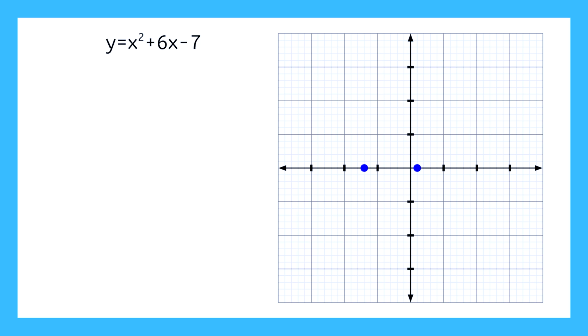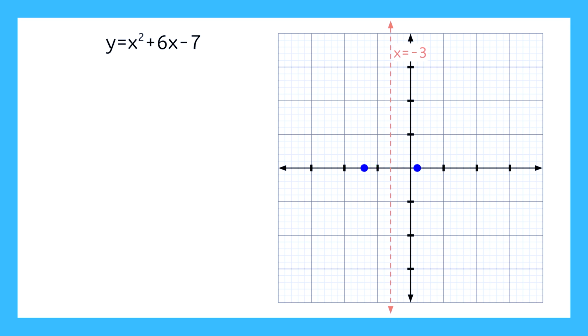My vertex and the axis of symmetry have to be in the center of these 2 points. What's directly in the middle of 1 and -7? Their midpoint is at x equals -3. You may have counted on your graph to find that, or you could have taken their average to get that same result.